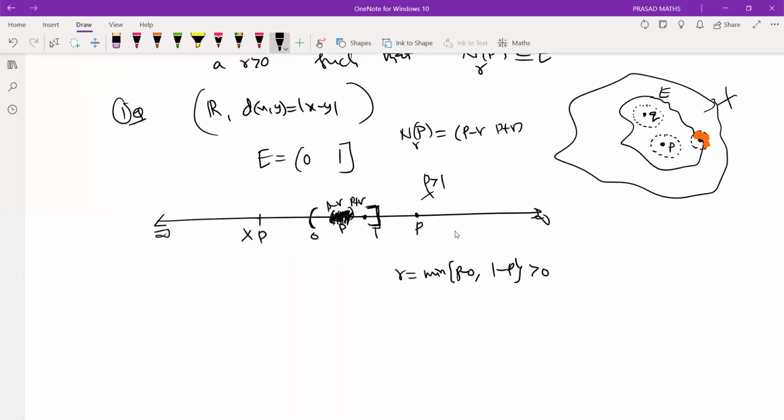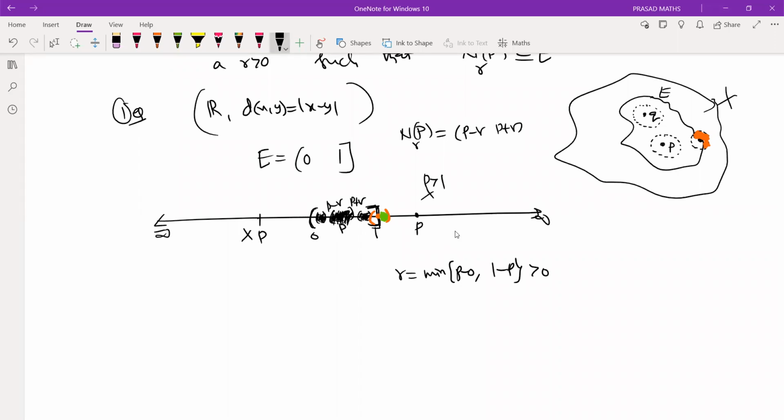Is it an interior point? Yes, I can adjust a neighborhood which is inside the set. Is this one an interior point? Yes, I can adjust a neighborhood which is inside the set. Is 0 an interior point? No, because 0 is not a point of E. Is 1 an interior point? The answer is no. Why? Because of this green region outside, the portion which is to the right of 1, which is outside of the set. Hence, 1 is not an interior point.